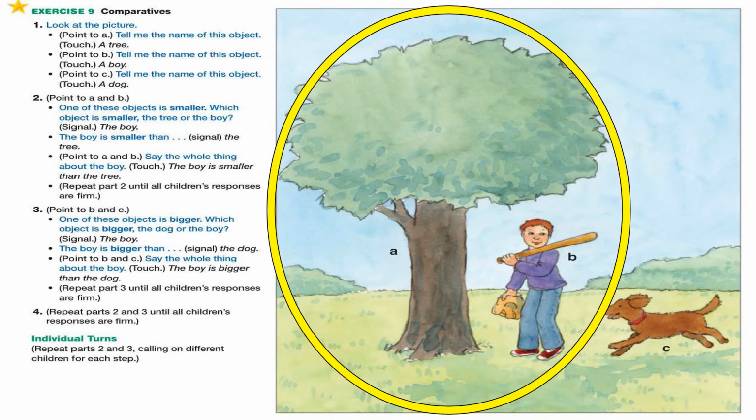Listen carefully. One of these objects is smaller. Which object is smaller? The tree or the boy? Yes, the boy is smaller than. Say the whole thing about the boy. Yes, the boy is smaller than the tree.